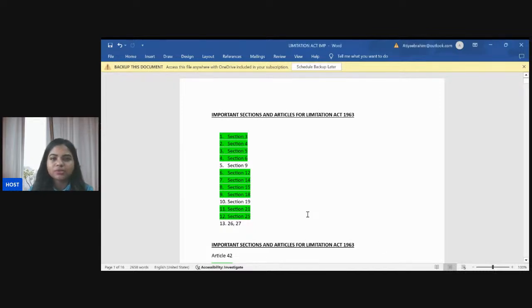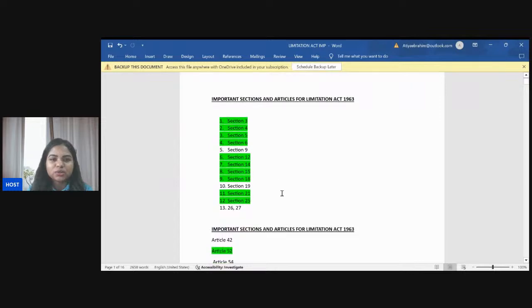Otherwise, these are the important sections and articles for the Limitation Act, and the ones which I have highlighted are the important sections for MP Judicial Services preliminary examination and also for mains, right? Now, sections and articles are really important. If you see the Limitation Act, it is divided into sections and schedule, right? The schedule contains articles where the limitation period is given. We will come to all that.